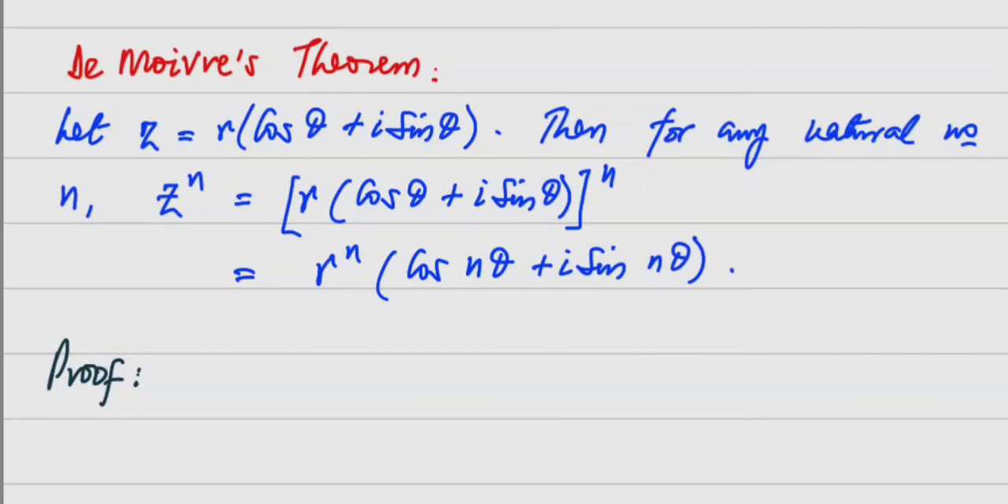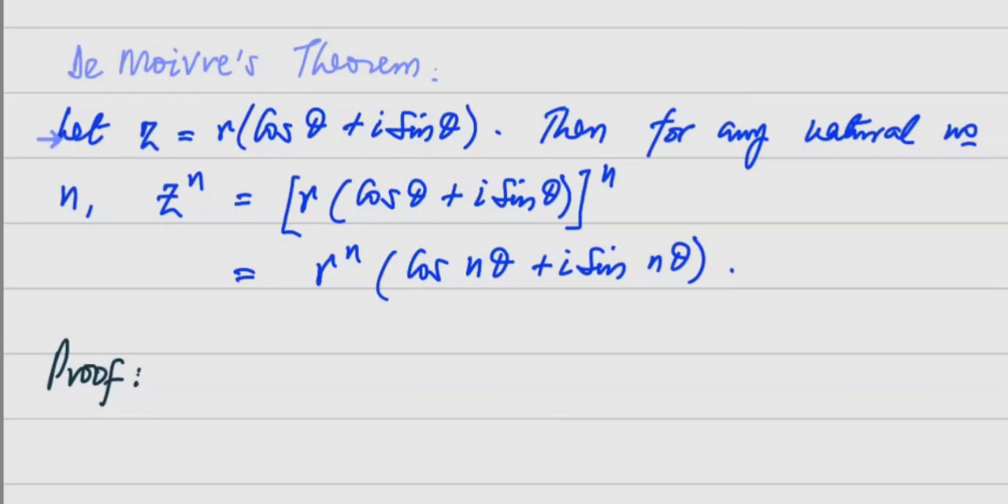Today we want to learn something on the Moivre theorem. This is a very important theorem in complex analysis, and the Moivre theorem assists us in solving some problems in complex analysis. So what does the Moivre theorem say?